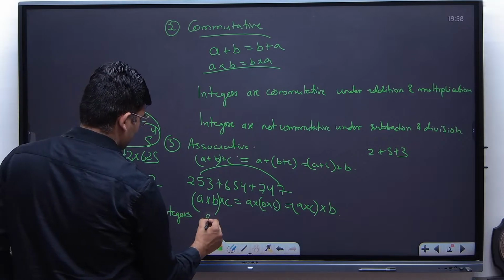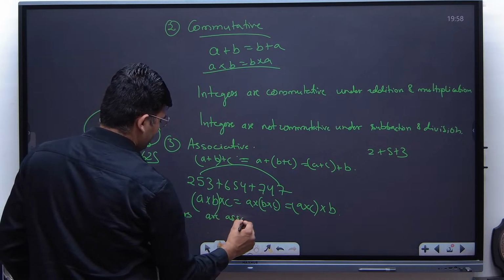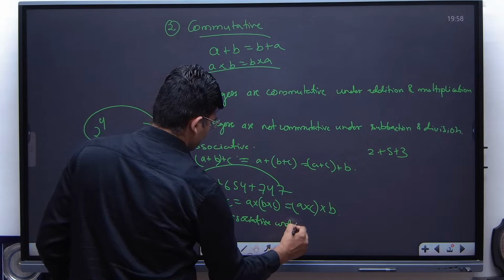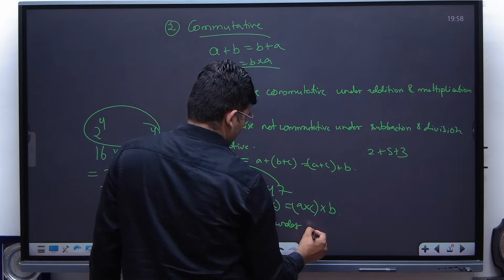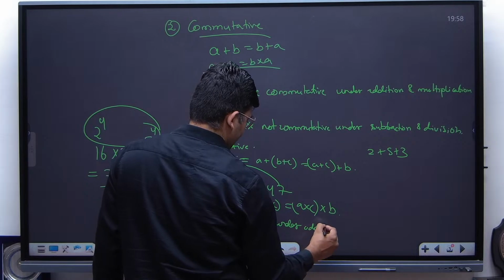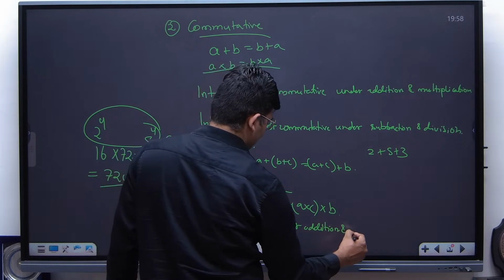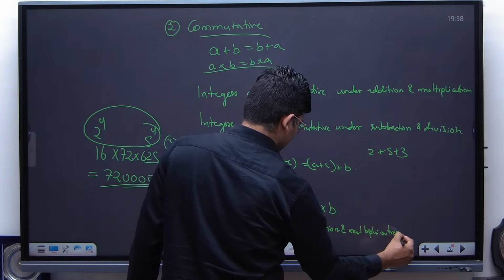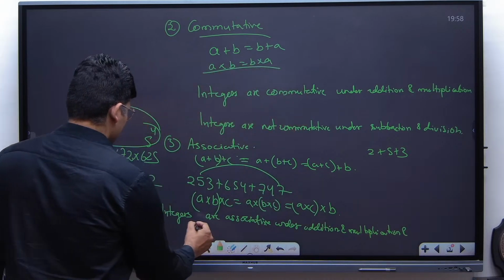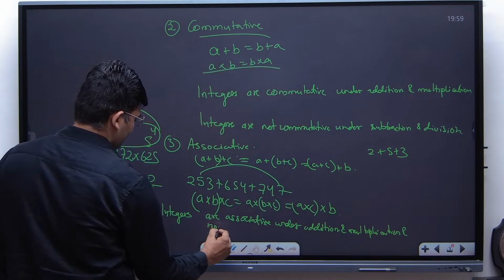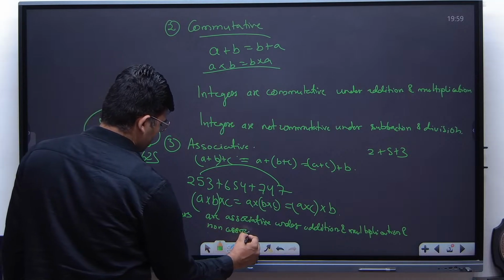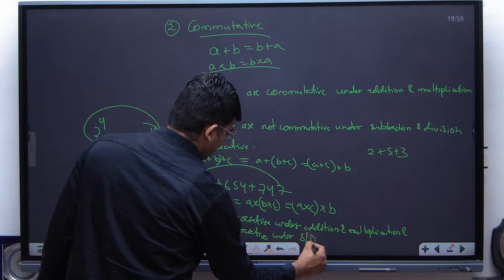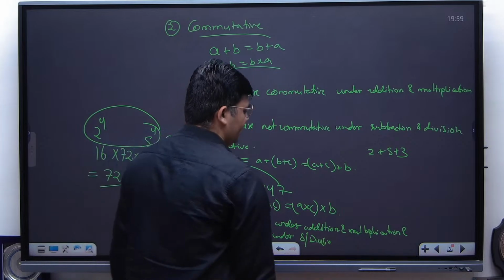Integers are associative under addition and multiplication, and non-associative under subtraction and division. Well done.